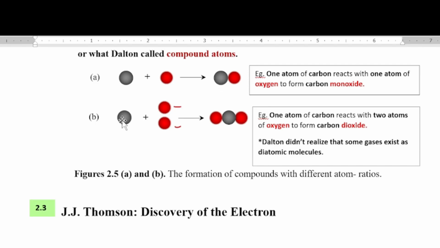In this other example here, an atom of carbon is reacting with 2 atoms of oxygen to form the compound carbon dioxide. See how I deliberately use separate atoms of oxygen here, because Dalton did not realize that certain elements exist as diatomic molecules such as oxygen, nitrogen, hydrogen, and the halogens.